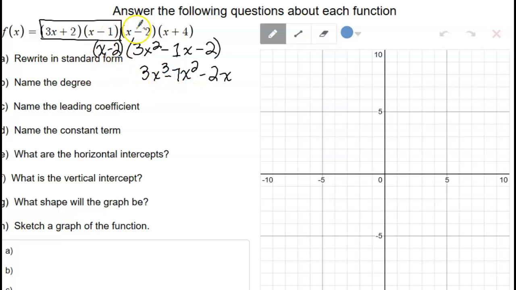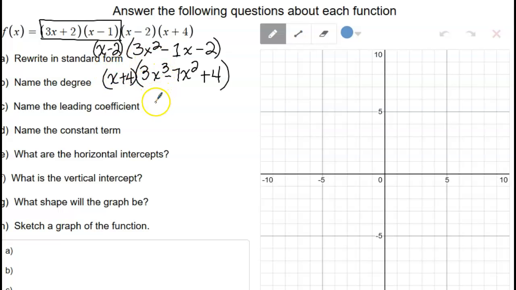And then negative 2 times negative x is positive 2x, so that's going to cancel this one out right here, because positive 2x and negative 2x is 0, and then negative 2 times negative 2 is positive 4. And then we need to take that one times the last one here. So we're going to do x plus 4.